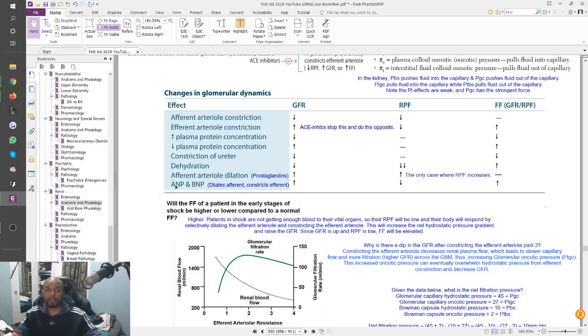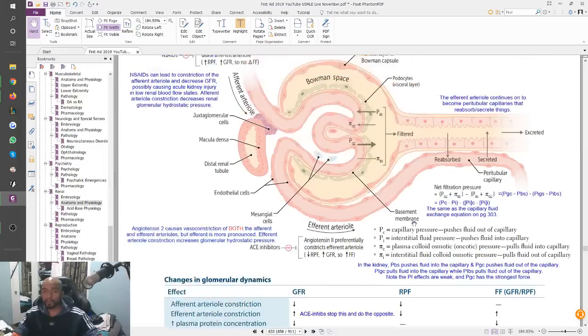The last thing, which wasn't in the book, I added: ANP and BNP. Your atrial natriuretic peptide actually dilates the afferent and constricts the efferent. So it's a combination of a couple of things we're seeing here. If you dilate the afferent, you allow more things to come in. But if you constrict the efferent, more things cannot come in because the things already inside are not exiting. That's why ANP and BNP effectively reduce renal plasma flow.